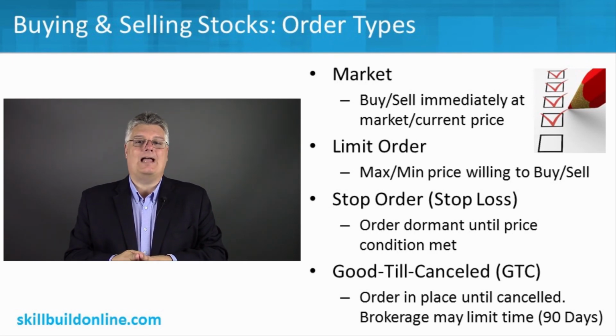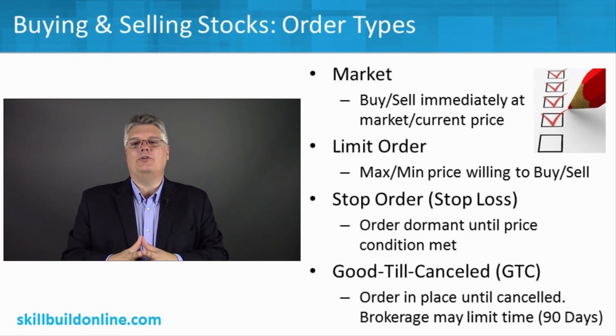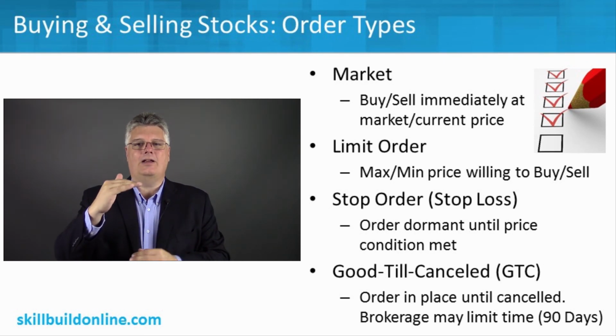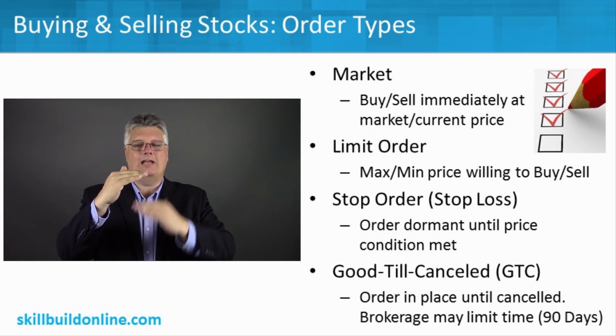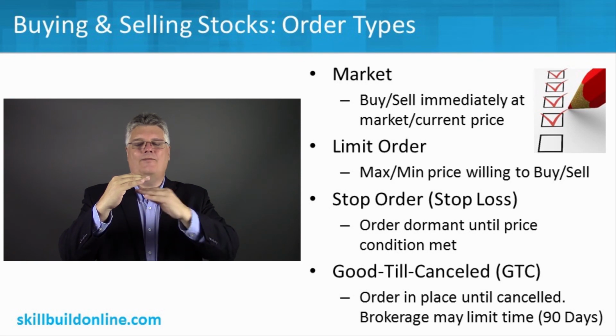Another one is called a stop order, and really is known as a stop loss order. And that's basically you're leaving an order out there. It's going to sit out there and it's going to be dormant until a certain price condition is met. So if you bought a stock at a certain price and you want to protect your downside, let's say you bought it at $50 US and if it got down to 45, you want to sell it right away.